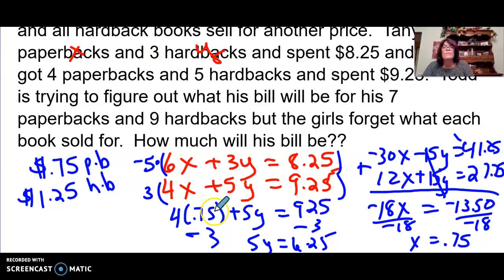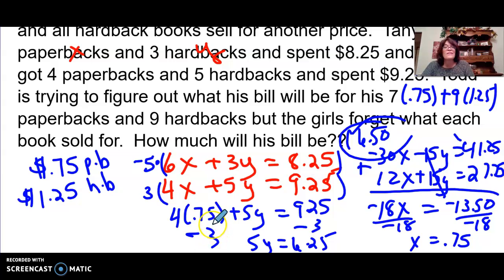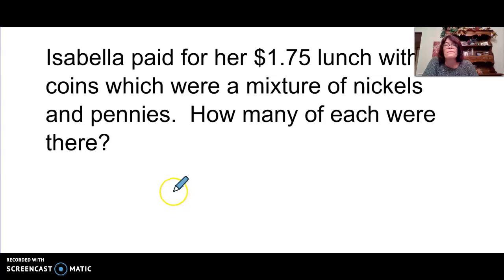So we'll be able to tell him how much his bill is going to be. It's going to be 7 times 75 cents plus 9 times $1.25. He better have $16.50. Ready to go. Okay, so see how, just solving a system of equations, we can get to information that we might not otherwise have been able to get.